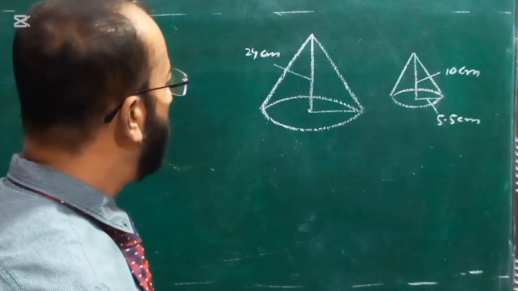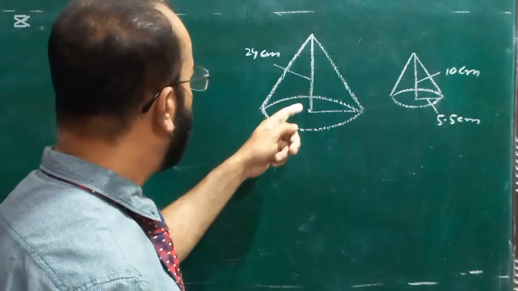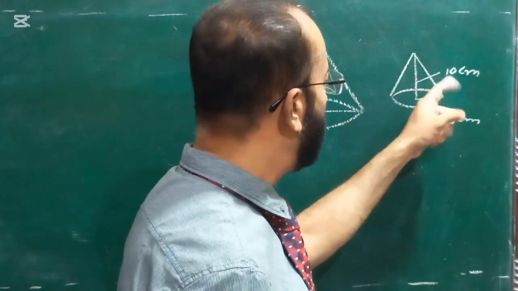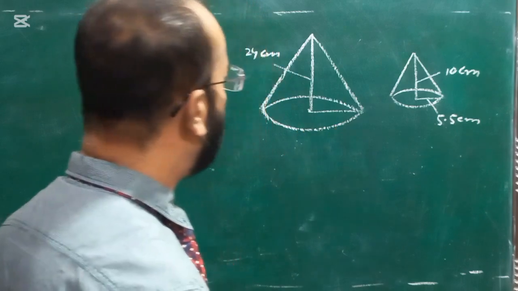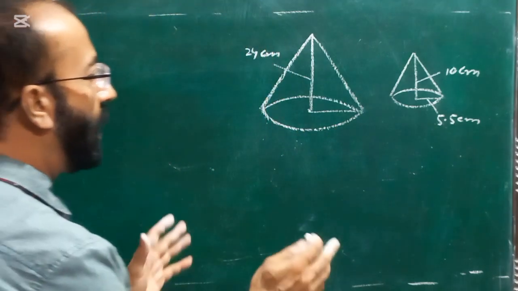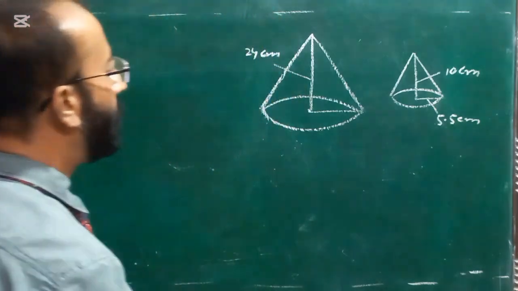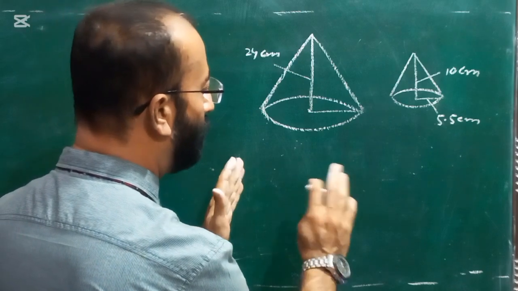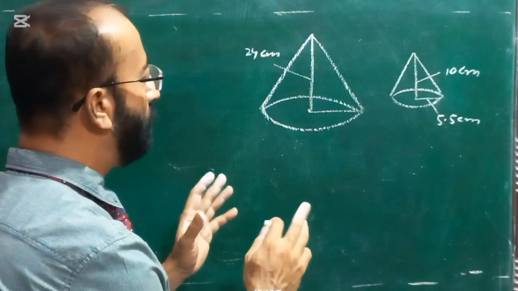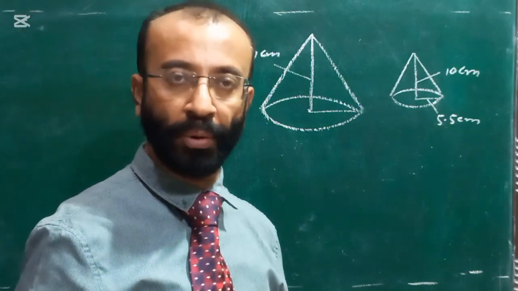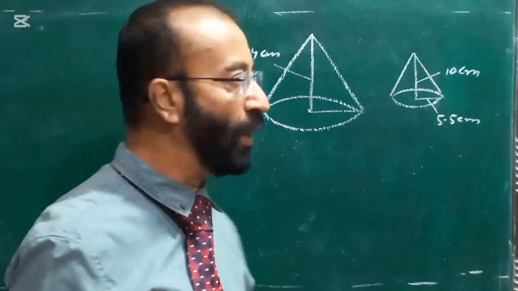Here is another question, and it is given that there are two similar cones and the height of the bigger cone is 24 and the height of the smaller one is 10 centimeter. If the radius of the smaller cone is 5.5, then find the radius of the bigger cone. So again, the same type of method will be used in solving these questions as well. So look now, one side will be chosen in which both values will be given, and the other side will be chosen in which one value will be given and one will be missing.